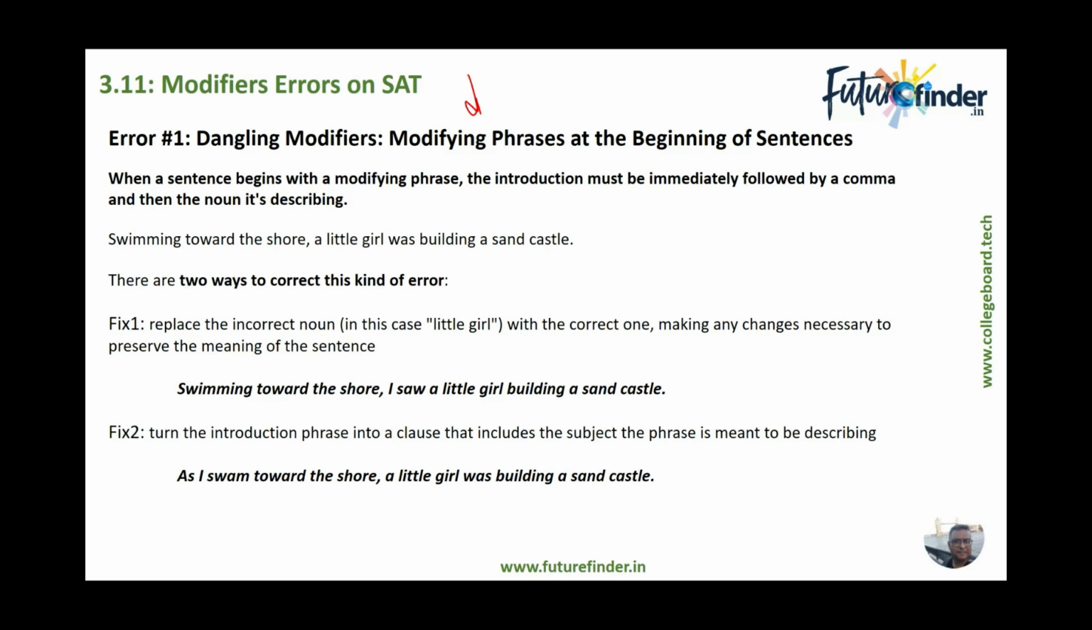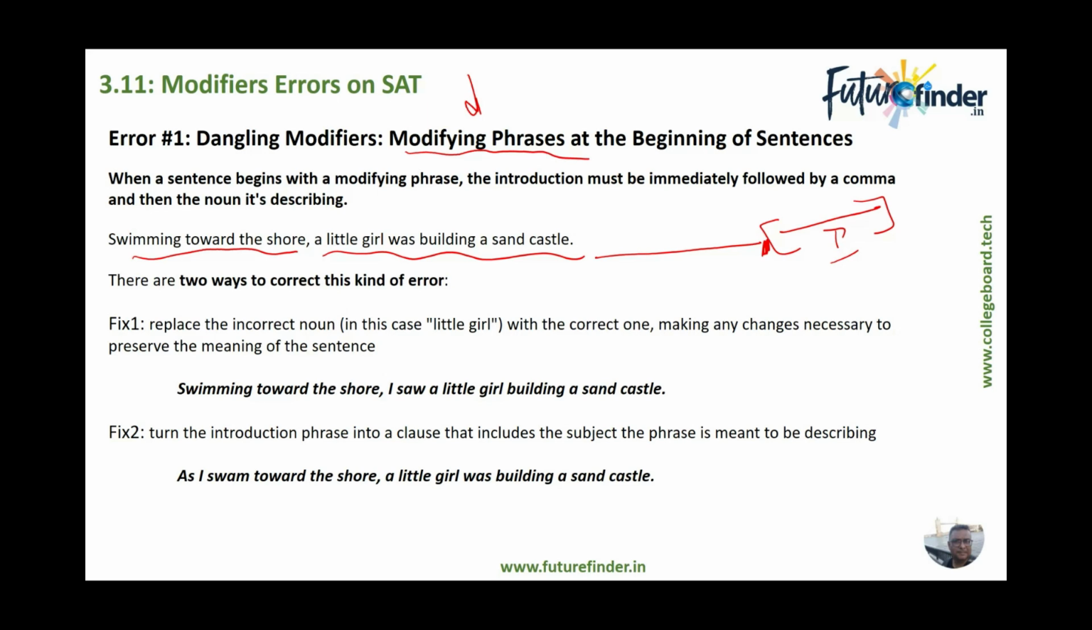So on the SAT you will find sentences wherein the first phrase, the initial phrase or the introductory phrase, which is demarcated by a comma from the rest of the sentence, which is the main clause or the independent clause, has got modifying errors. So let's look at a sentence. Swimming towards the shore, a girl was building a sand castle.